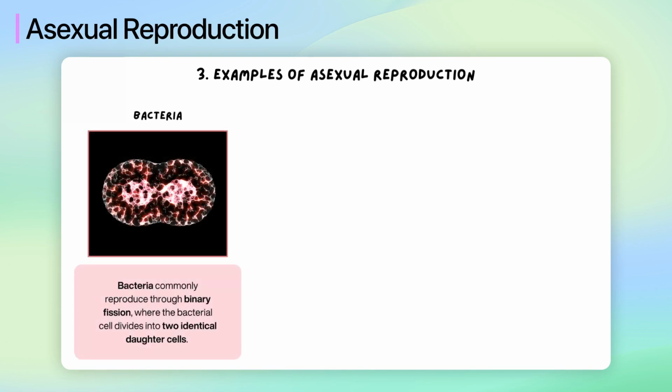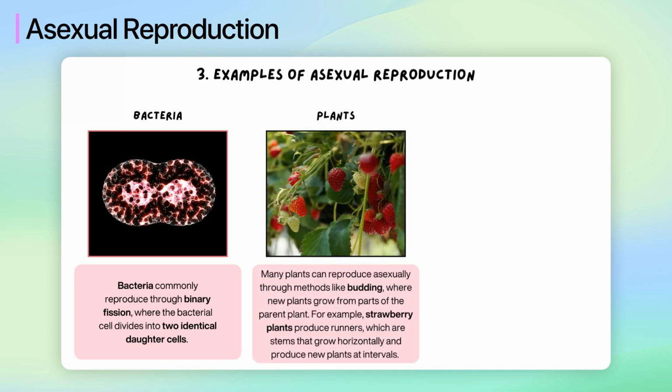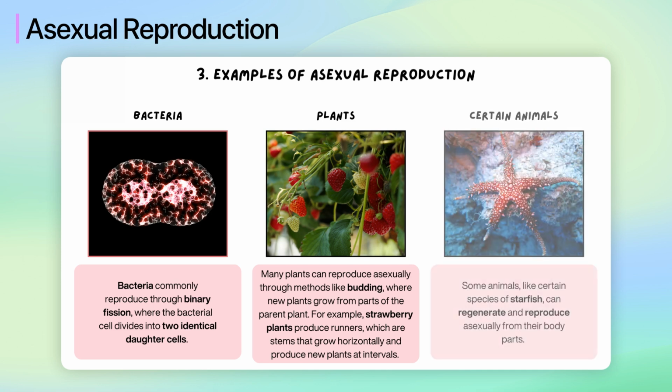There are many examples of asexual reproduction. Bacteria commonly reproduce through binary fission, where the bacterial cell divides into 2 identical daughter cells. Many plants can also reproduce asexually through methods like budding, where new plants grow from parts of the parent plant. For example, strawberry plants produce runners, which are stems that grow horizontally and produce new plants at intervals. Some animals, like certain species of starfish, can regenerate and reproduce asexually from their body parts.